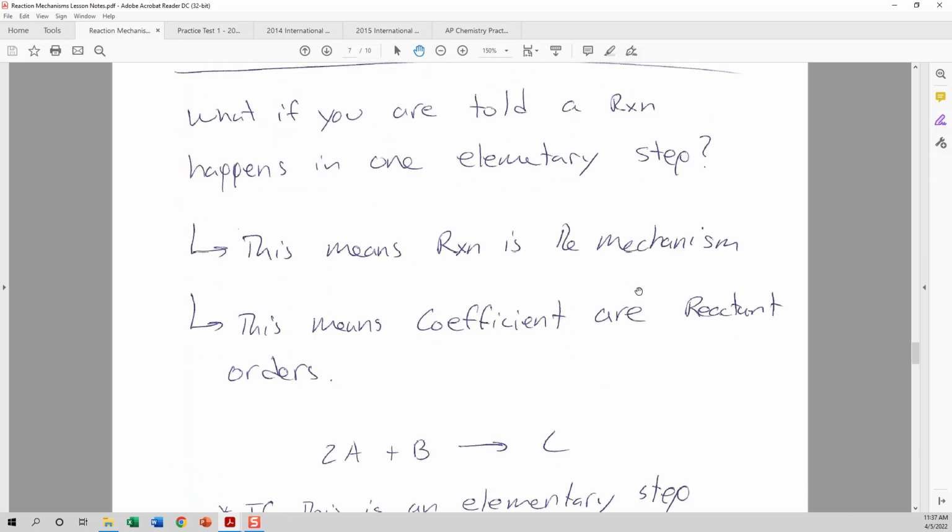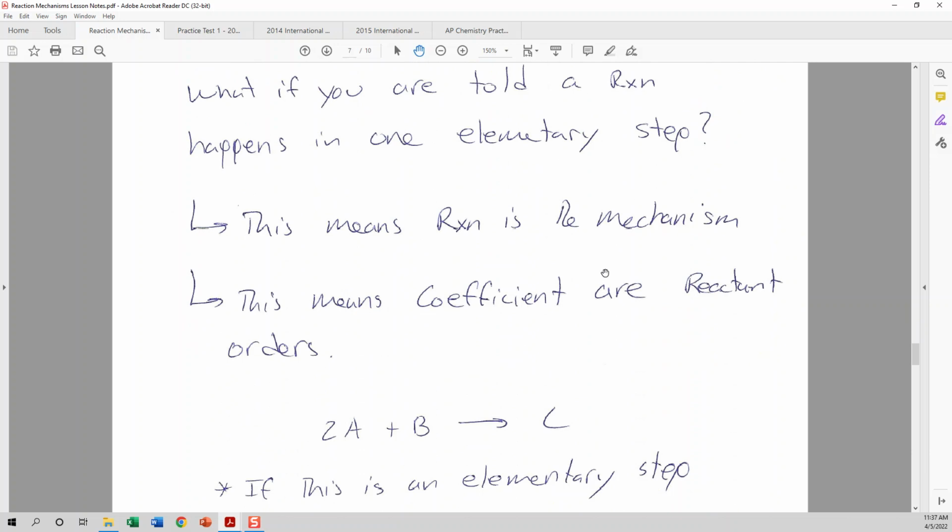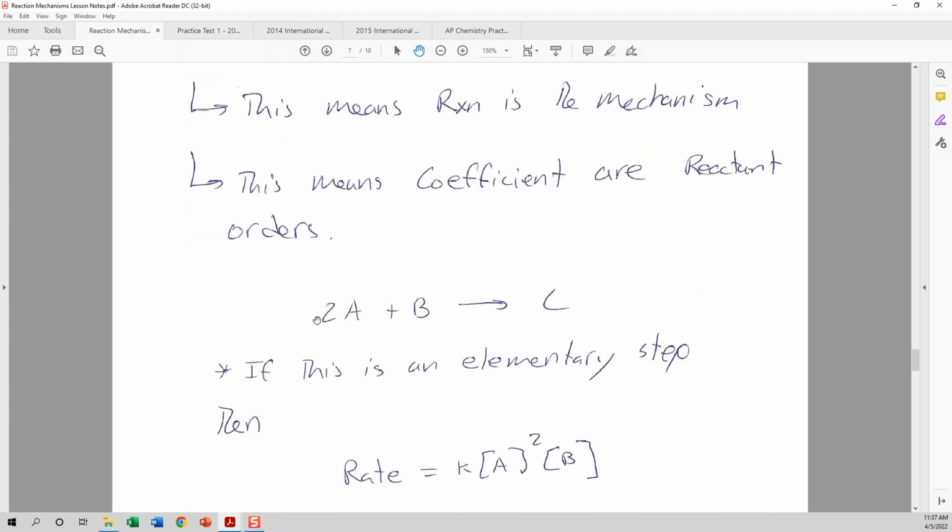What if you're told a reaction happens in one step? Then that means the reaction itself is the mechanism, and that means the coefficients are the reactant orders. So if you were told this is a new reaction, let's say you have 2A and a B yields C, and that happens in one step, then now you know that A is second order and B is first order because that is the mechanism. That is the only step, so it is the rate determining step. There's one B, so B is first order. There's two A's, so A is second order.